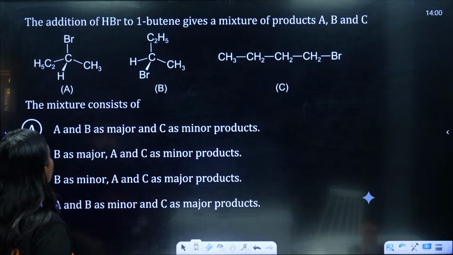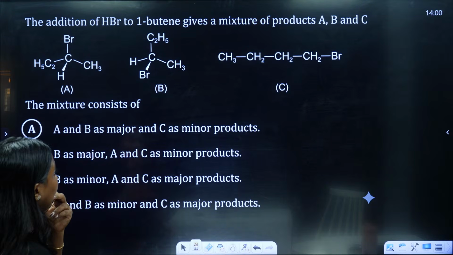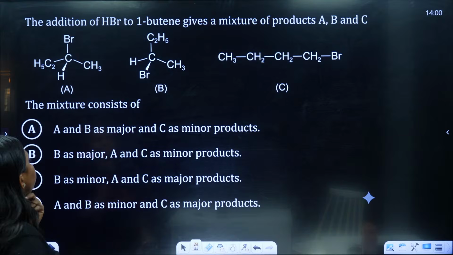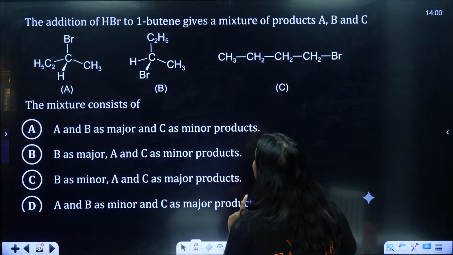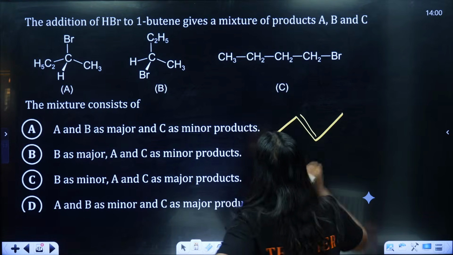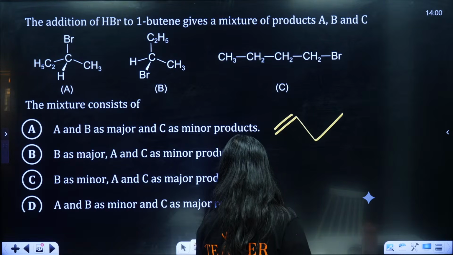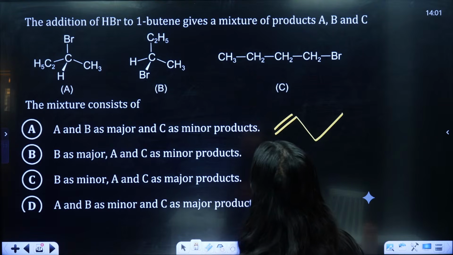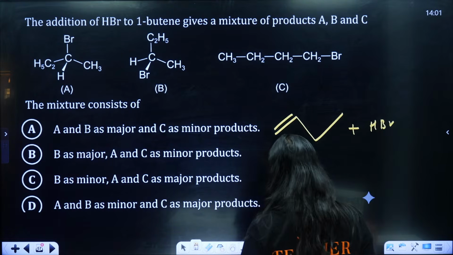Okay, let me check. The addition of HBr to 1-butene gives a mixture of products A, B and C. What will the mixture consist of? This is actually 1-butene, and it is treated with HBr. What will we get?